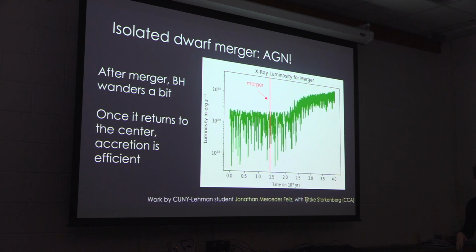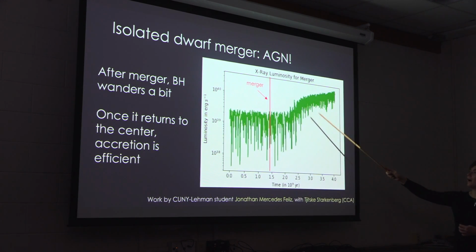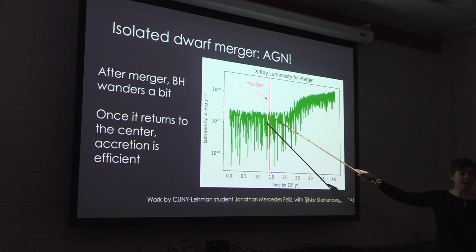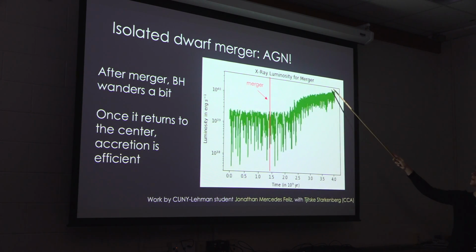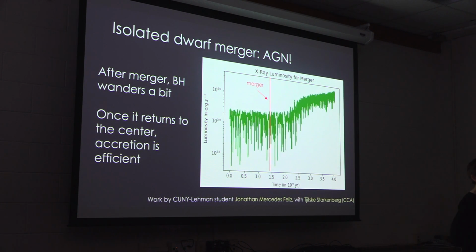We took isolated, idealized dwarf galaxy simulations with black holes and smashed them into other galaxies just to see, can we make a dwarf galaxy with an AGN? And we did. So here's the luminosity of one of these black holes versus time. Here's just an isolated dwarf galaxy. Here's a merger, and then it goes up to above 10^40 ergs per second, which is consistent with the dwarf AGN that are seen.